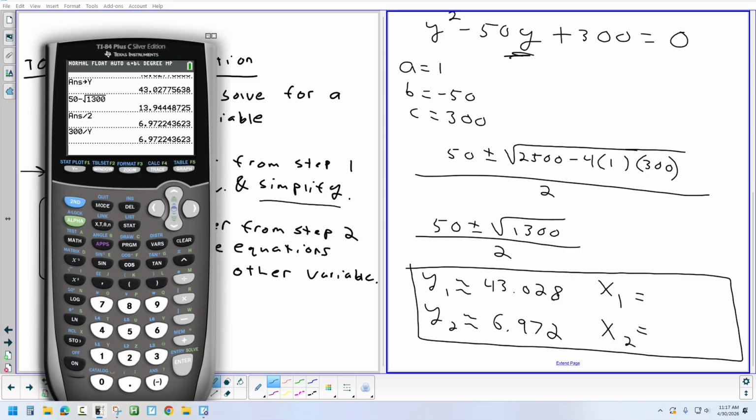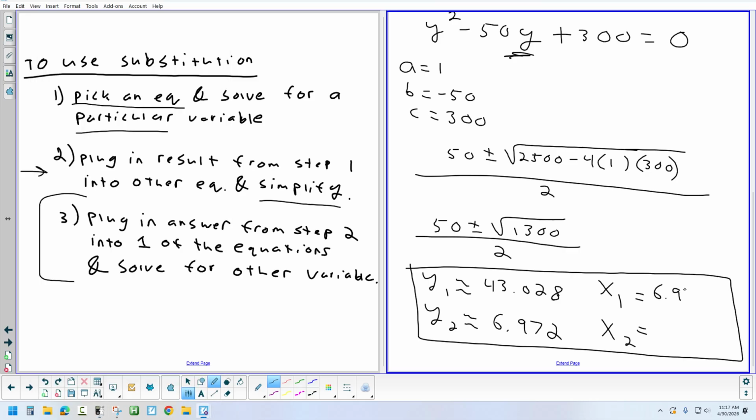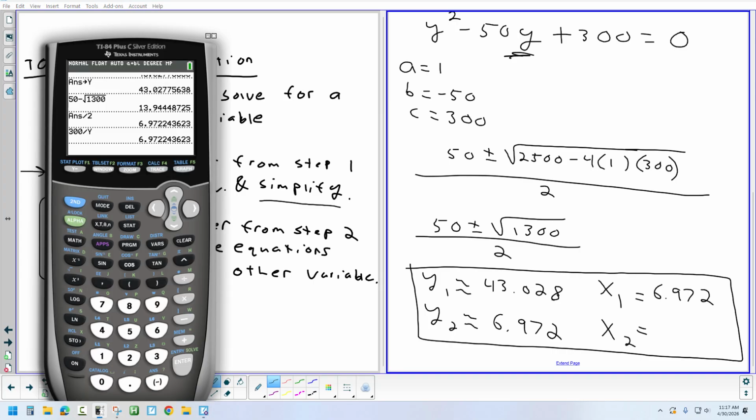6.972. Would it make a difference if we stored it or just put 0.028? A little bit. Okay. Yep, a little bit of a difference. Is that something that would make or break it on the test? As long as you went to 3 decimal places, it would still be okay. If I don't, I'll show you what happens if we take 300 and we divide by 43.028. You can see it is a little bit different. But to 3 decimal places, it still came out the same.